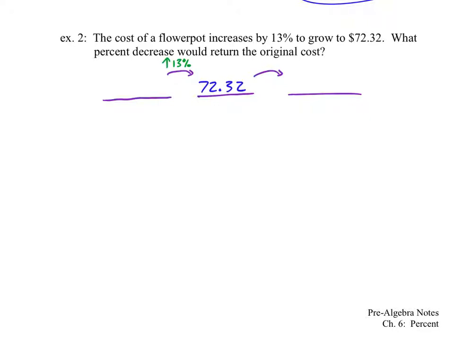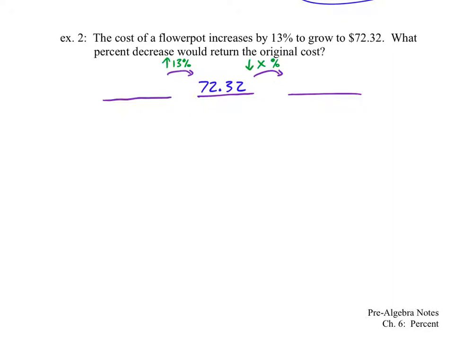So let's keep going. Now, what percent decrease would return it to the original cost? It feels like we have too many unknowns, so I could maybe put an X here. We're trying to figure out what my X percent is. It's going down by what percent? That's what I'm trying to find. The key to figuring this out is that this cost here after it goes back down has to be the same as the original cost. So in order to know what to put here, I need to calculate what was here.